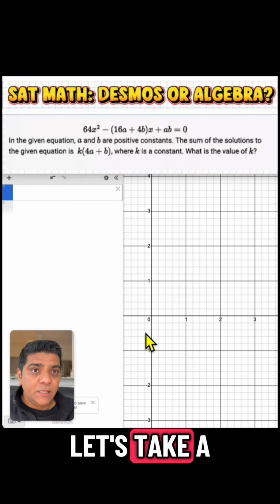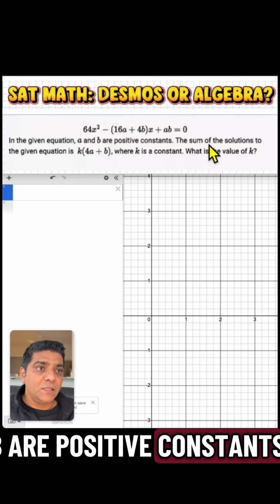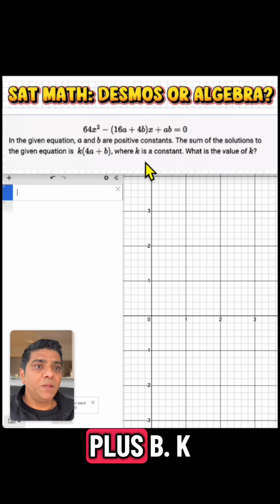Can we solve this with DESMOS? Let's take a look. So we are given this equation, and a and b are positive constants. The sum of the solutions to the given equation is k(4a + b), where k is a constant. What's the value of k?